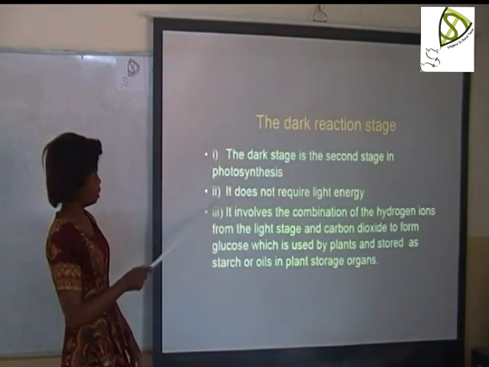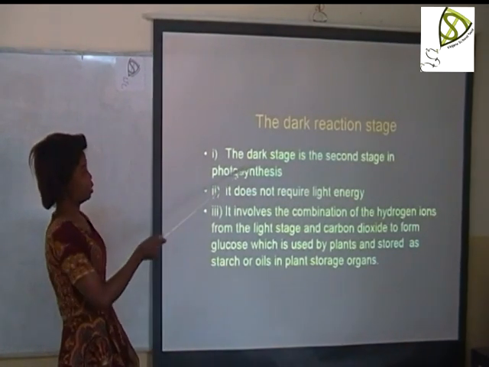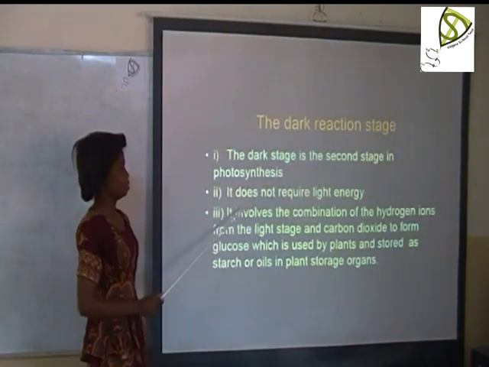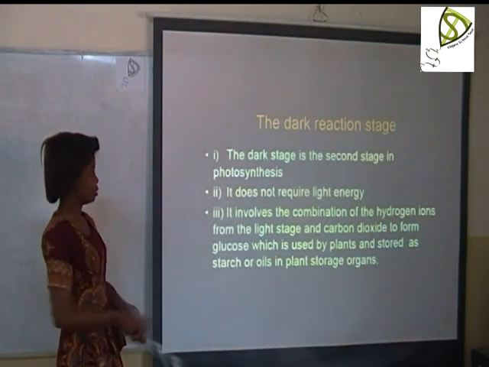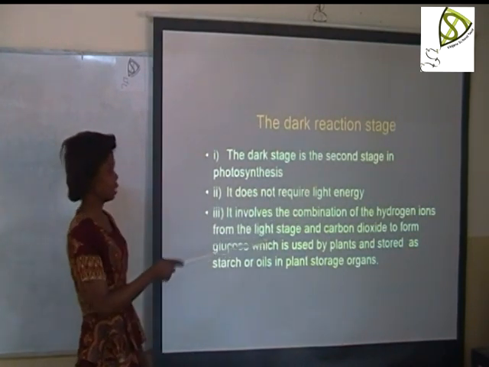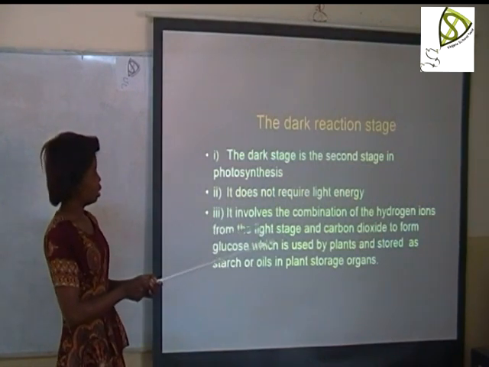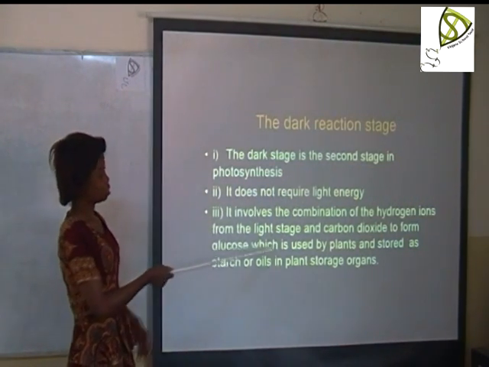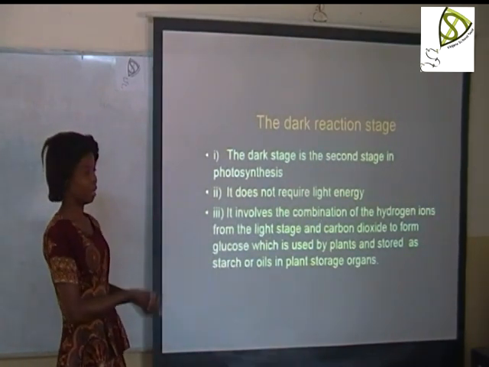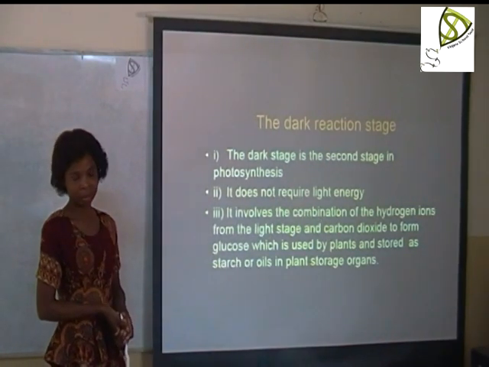So this just explains what I'm saying. The dark stage is the second stage in photosynthesis. It does not require light energy. It involves the combination of hydrogen ions from the light stage and carbon dioxide to form glucose, which is used by plants and stored as starch or oils in plant storage organs.